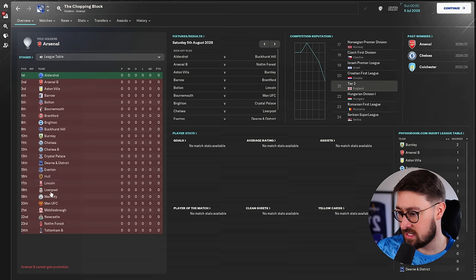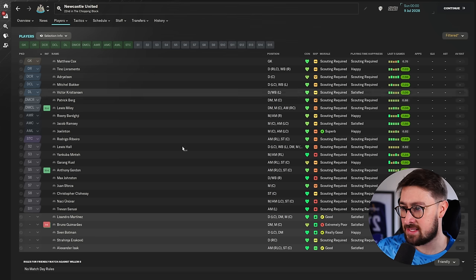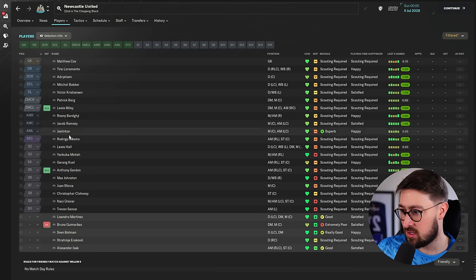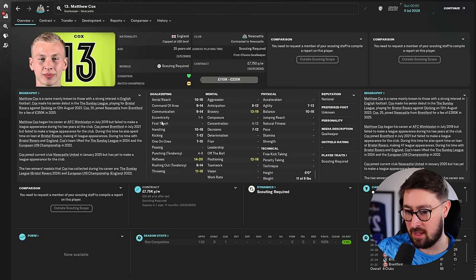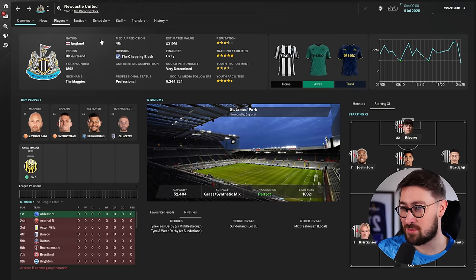Any other teams? Everton are down here. Newcastle. How much money have they got? Still got decent money, £250 million. Van der Gag is the manager. Rooney Barge is there. Great signing. Jacob Ramsey, love him. Joel Linton's still there. Livramento. Matthew Cox is their goalkeeper. I'm not sure how good he is. Not good is actually the answer. Sorry to Matthew Cox if you're watching. Alexander Isak is still there. Bruno's still there. Okay. I think that's where we're going to leave it for today.